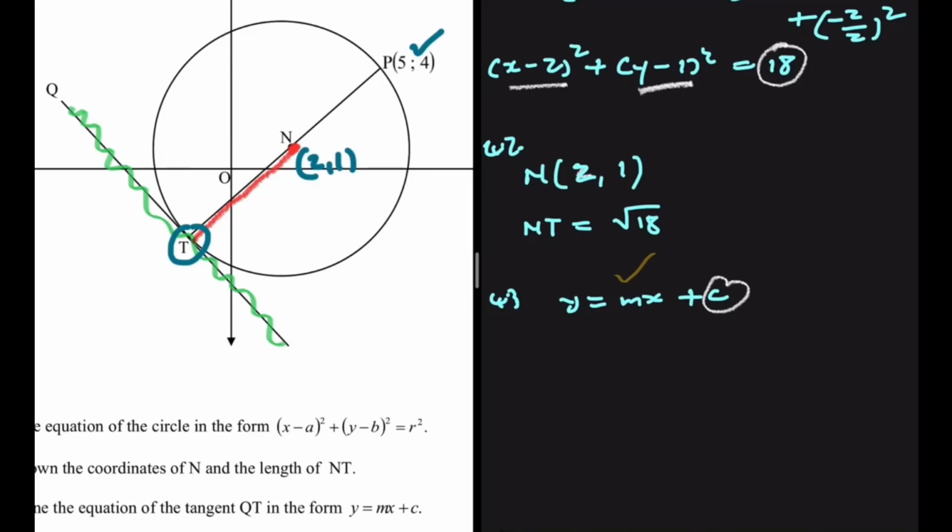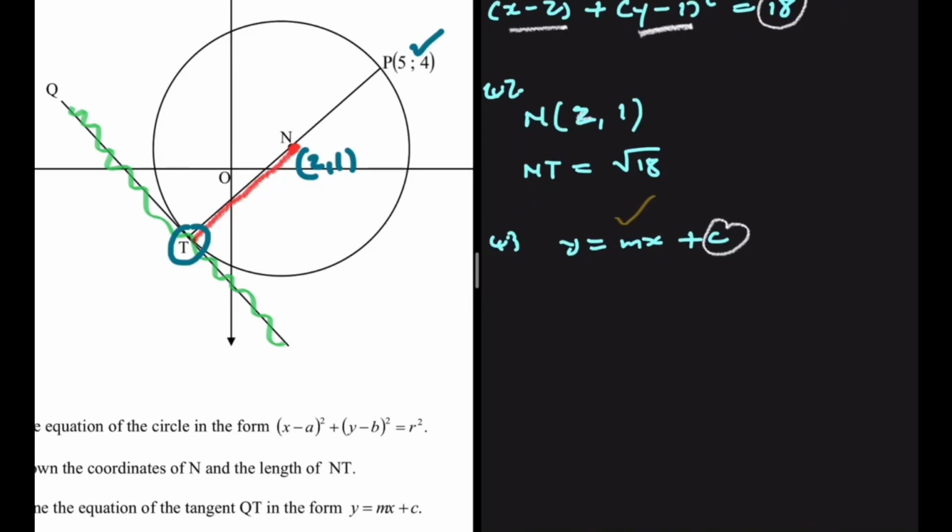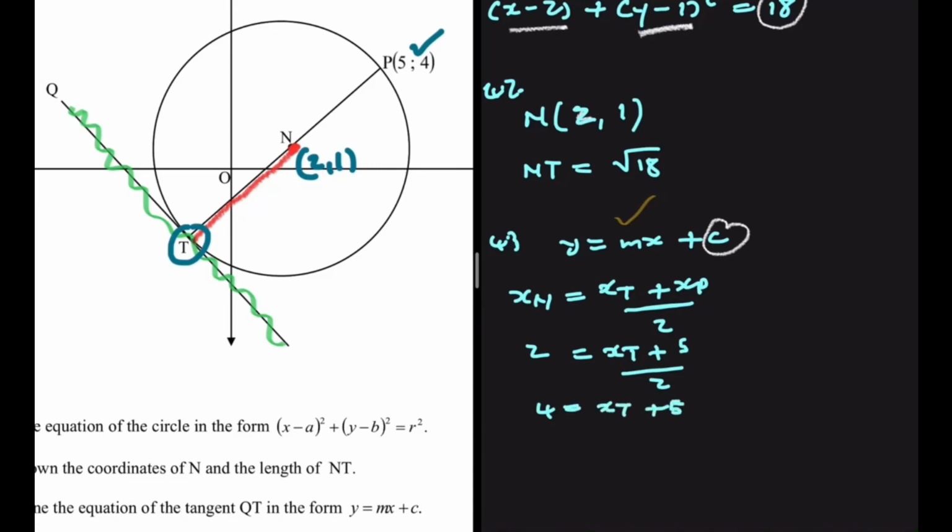So we can use the midpoint theorem. We can say that x of n is equal to x of t plus x of p, divided by 2. So x of n is 2, x of t is what we're interested in, x of p is 5, divided by 2. If we cross multiply, we get 4 is equal to x of t plus 5. So x of t is equal to minus 1.